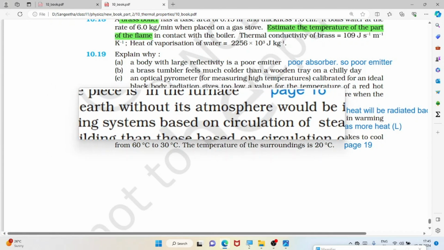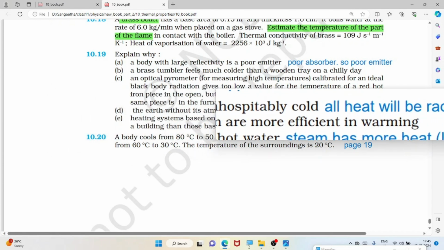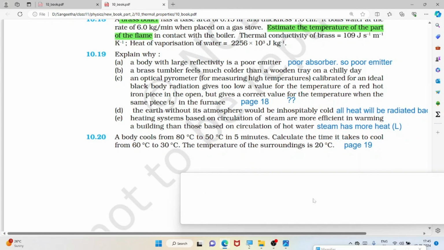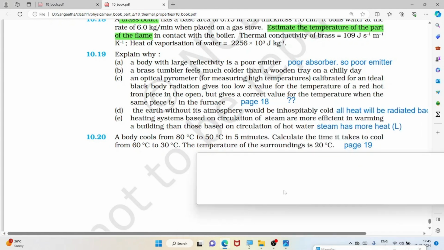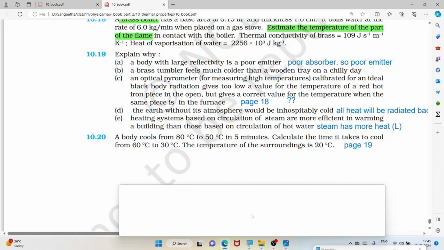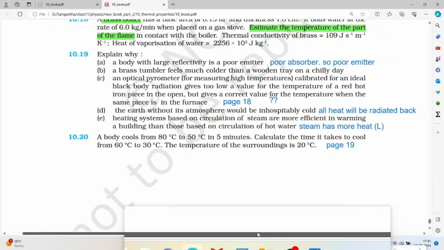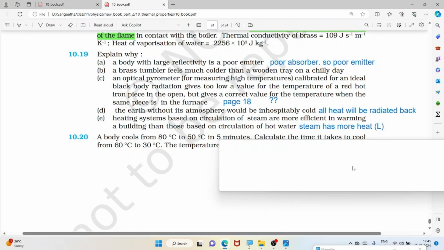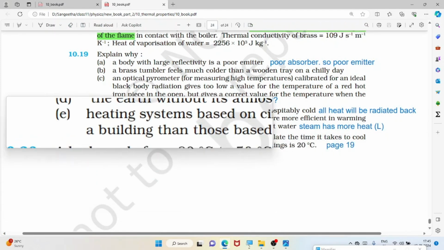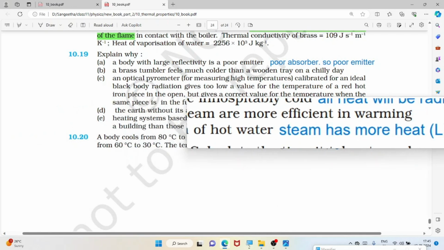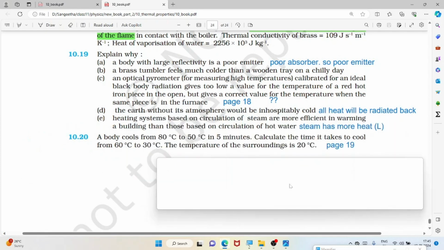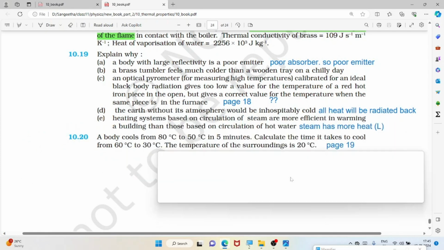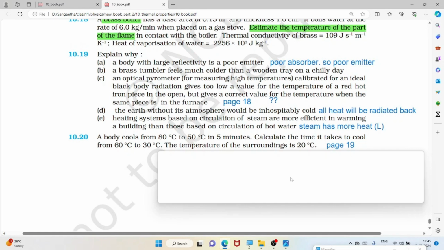The earth without its atmosphere would be inhospitably cold, because without the atmospheric gases all heat would be radiated back. Due to these atmospheric gases, it is absorbing some heat. Heating systems based on the circulation of steam are more efficient in warming a building than those based on the circulation of hot water, because steam has a higher latent heat value than hot water.